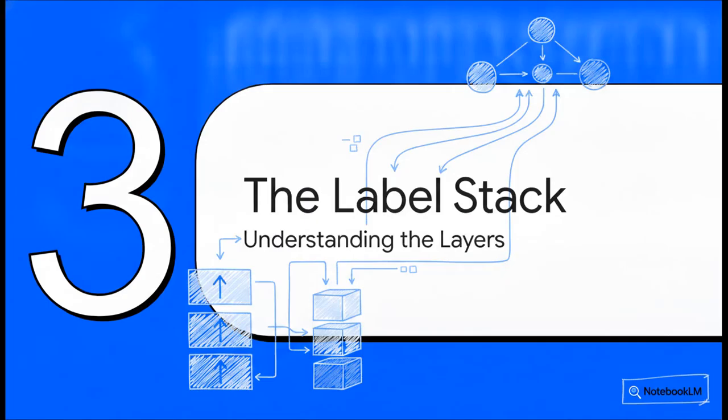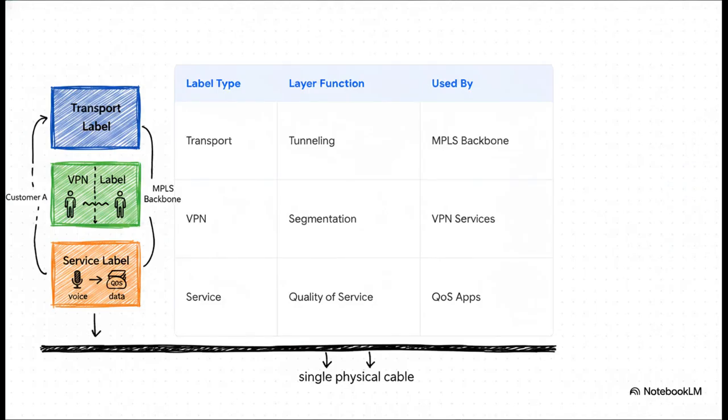All right, Section 3, the label stack. Let's understand these layers. Think about how a modern network actually runs multiple layers over a single physical cable. It's fascinating. We generally see three main types of stacked labels.